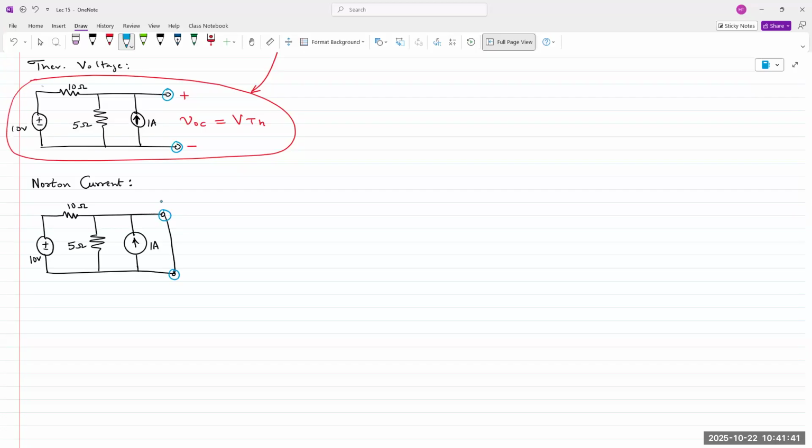Now, this is important. We have current, so we must assign a direction for that current. The direction of that current must follow the chosen polarity of your voltage. So in Thevenin voltage, we chose plus at the top, minus at the bottom. So which direction is the current flowing? We have ISC we need to calculate, which is our Norton current. Which direction is ISC flowing, up or down? Anyone?